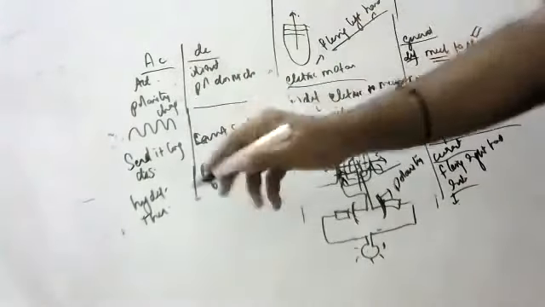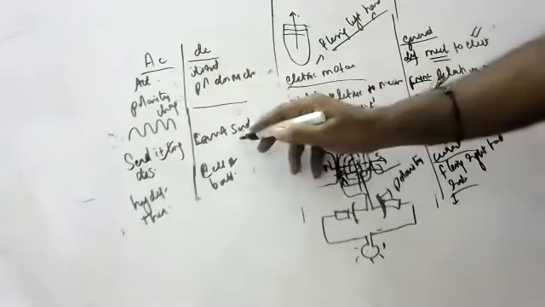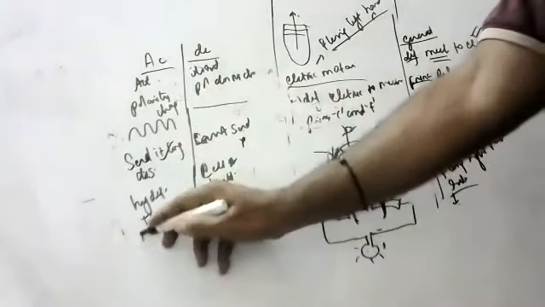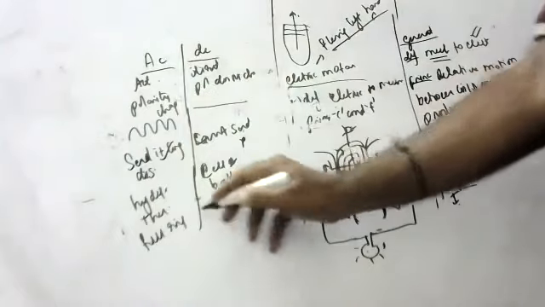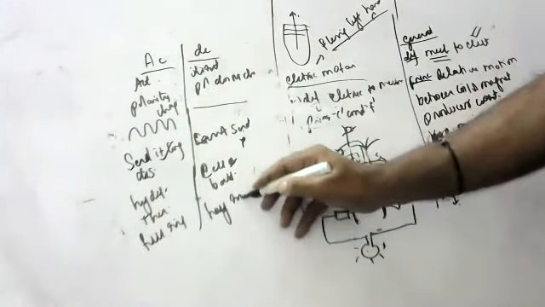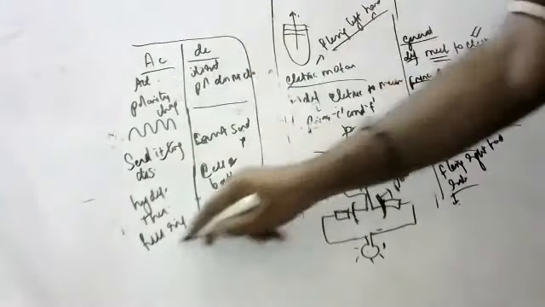Main difference between AC and DC: AC can be sent long distances, DC we cannot send. And in an AC generator we will use full rings, children, and in a DC generator we will use half rings or split rings. These are the differences between AC and DC.